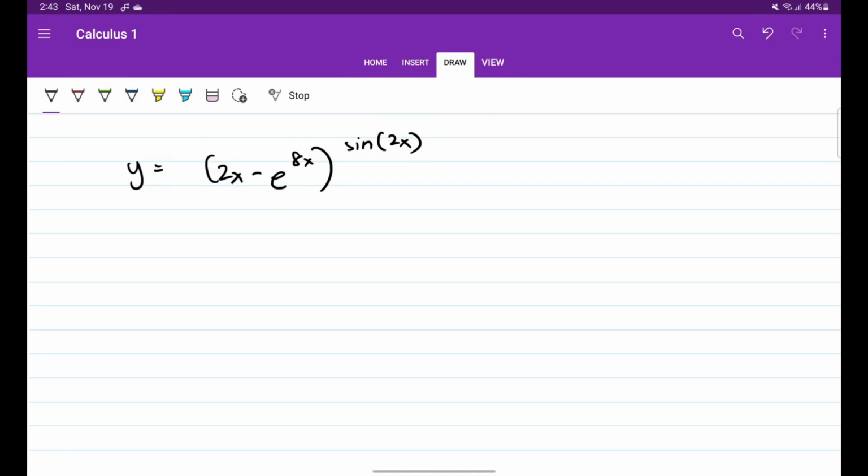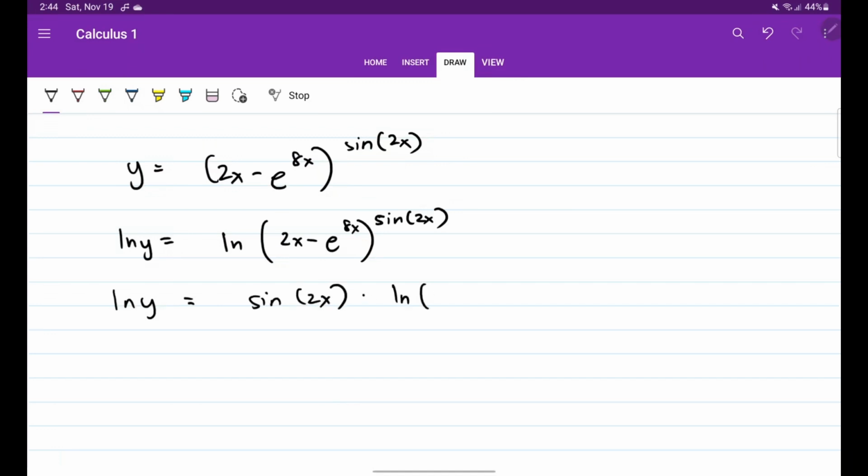Okay, so welcome back. In this video, we have another example using logarithmic absolute value differentiation. First thing is, again, take the ln of both sides. So ln y equals ln of (2x minus e to the 8x) raised to sine 2x. Now, using the power rule of logarithm, this is ln y equals sine 2x times ln of (2x minus e to the 8x). So we are performing our manipulation.